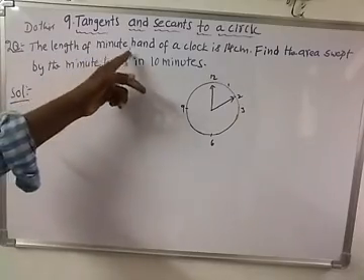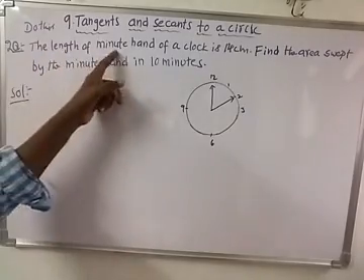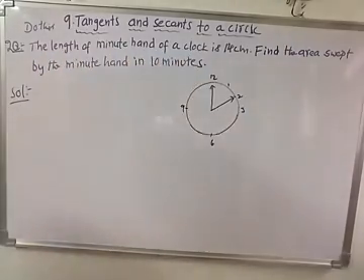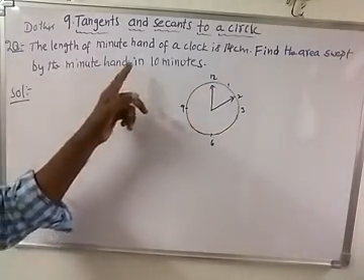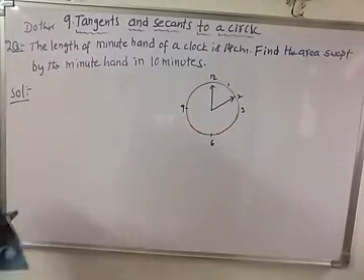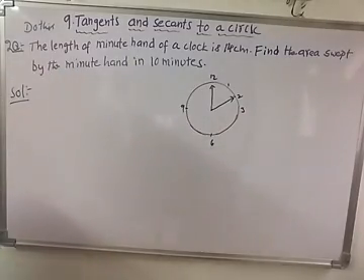The length of the minute hand of a clock is 14 centimeters. Find the area swept by the minute hand in 10 minutes.